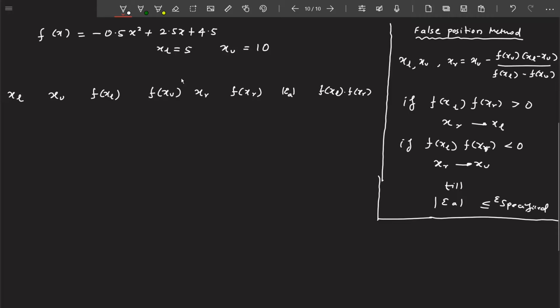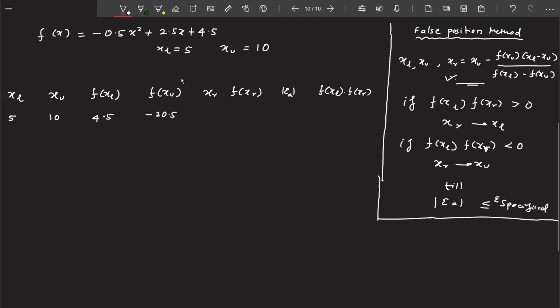What is the starting value? The starting value is 5, this is 10. Substitute these values 5 and 10 in your f(x), and you'll realize that the values you are getting are 4.5 and minus 20.5. Now let us find the value of xr. You are going to use this equation. Substitute the values of xu 10, f(xu), f(xl), xl in this equation, and then you are going to find xr.